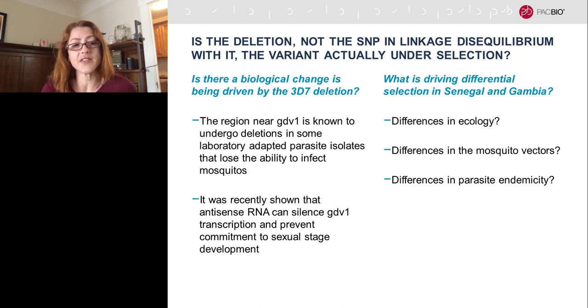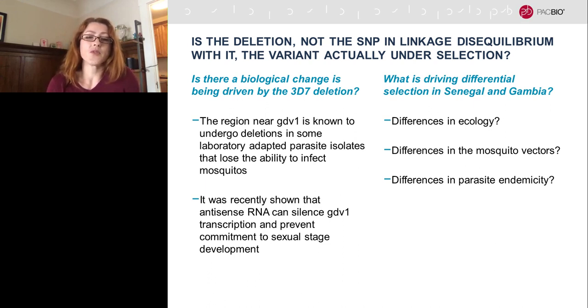So the region that's near GDV1 is known to undergo deletions in some laboratory-adapted parasite isolates, as I said before, and that causes those isolates to lose the ability to infect mosquitoes. And there was a recent paper, not this paper, that showed that antisense RNA can silence GDV1 transcription and prevent commitment to sexual stage development. And of course, this deletion event is happening in the 3' region, which means that it's entirely possible that it's the antisense RNA sequence that is being impacted by this deletion event. So this certainly provides some really interesting opportunities for scientific follow-up.